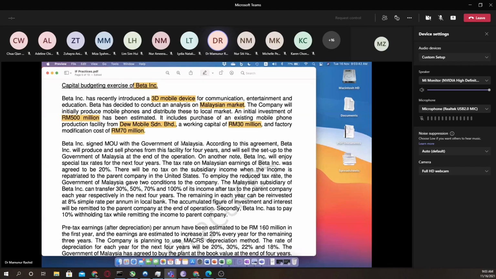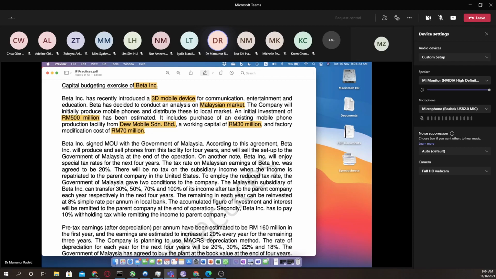Look at this first paragraph for 1 minute. What are the items involved in the initial investment? Okay, so let us repeat again. What are the items involved? 500 million for the initial investment. You will have 30 million for working capital and 70 million for modification cost.